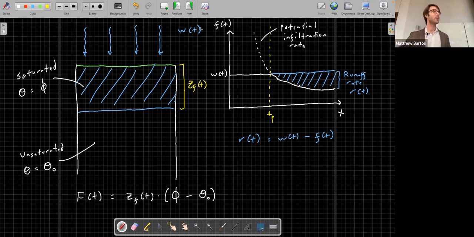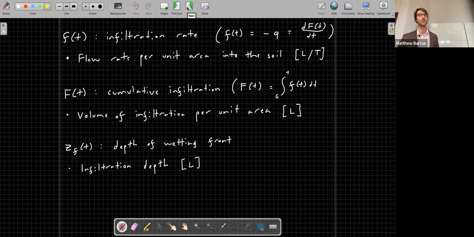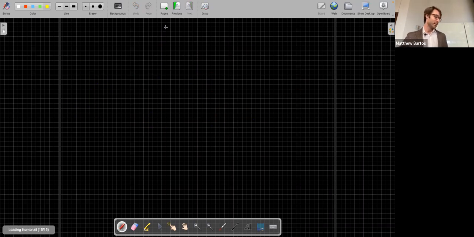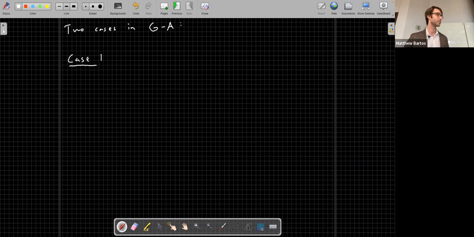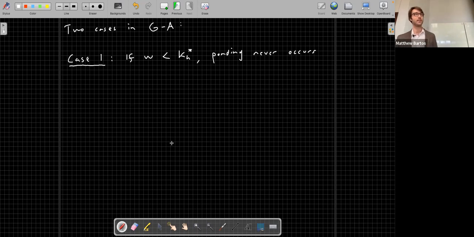Okay. So let me move into the more formal part of the Green-Ampt formulation. There are two cases in our Green-Ampt model. Case one: if the rainfall rate is less than the saturated hydraulic conductivity, ponding never occurs. You'll see why in a little bit. So if the rainfall rate is less than the saturated hydraulic conductivity of the soil, you won't get any runoff.